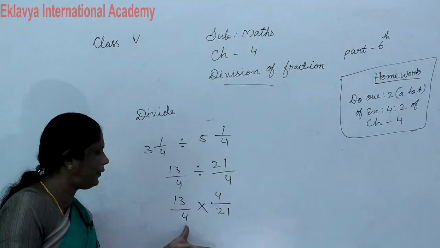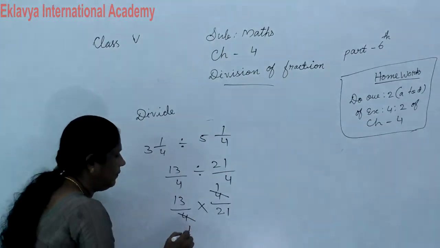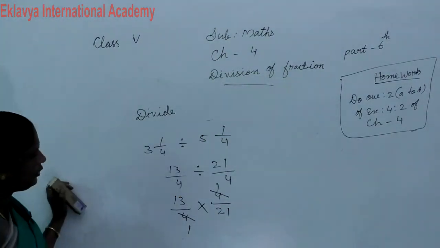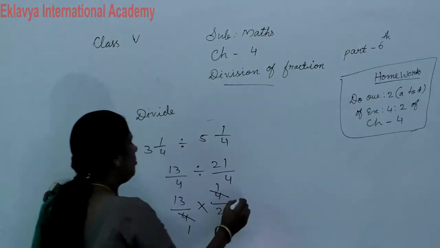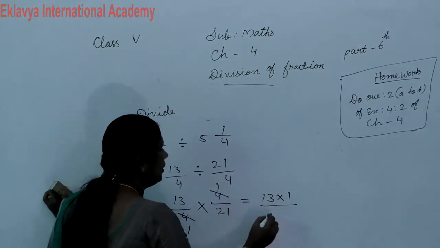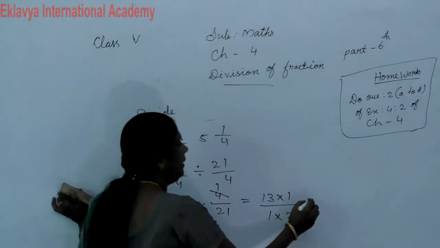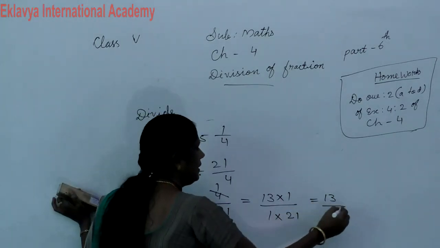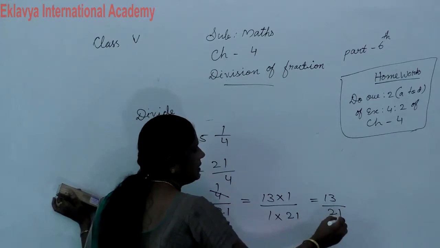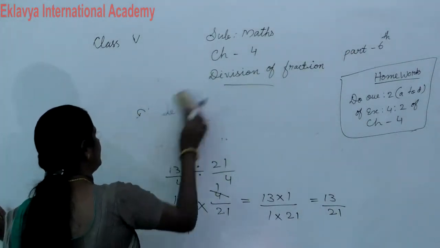Yes, 4 and 4. This is 4. This cut 1, this cut 1. Any common factor again, you check? No. Then you multiply 13 times 1 upon 1 times 21. Then 13 times 1 is 13, 21 times 1 is 21. Understand? One more question.